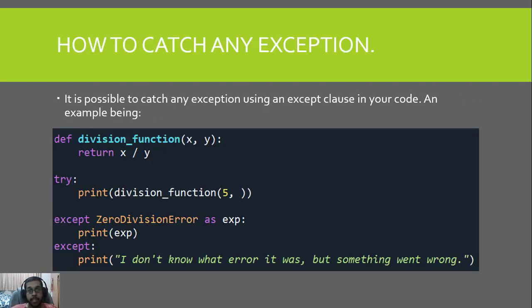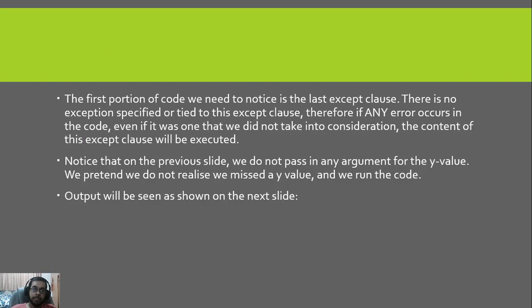How to catch any exception. It is possible to catch any exception using an except clause in your code. An example being, the first portion of code that we need to notice is the last except clause. There is no exception specified or tied to this except clause. Therefore, if any error occurs in the code, even if it was one that we did not take into consideration, the content of this except clause will be executed.